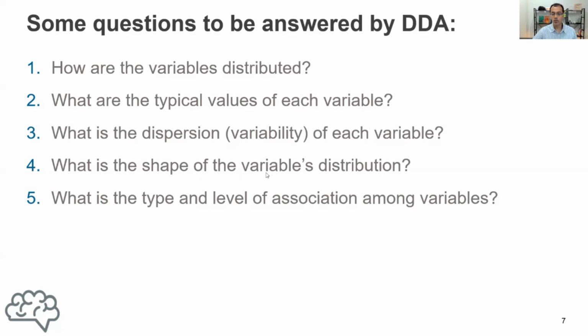The fourth question talks about the shape of the distribution of the variable. The shape of the distribution of a variable is very important because it allows us to spot outliers, to observe the accumulation of the variable over the axis. It also allows us to observe the skewness and the spread of the variable. And finally, what are the types and levels of association that we have among variables? This is also important because it allows us to observe if the variables are associated, what the strength of this association is, and what the direction of the association is. For example, two variables may be positively associated or negatively associated.